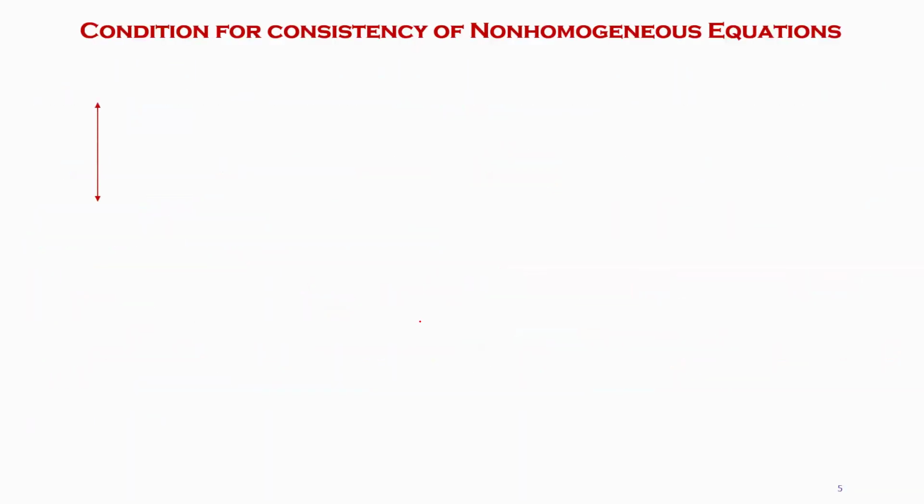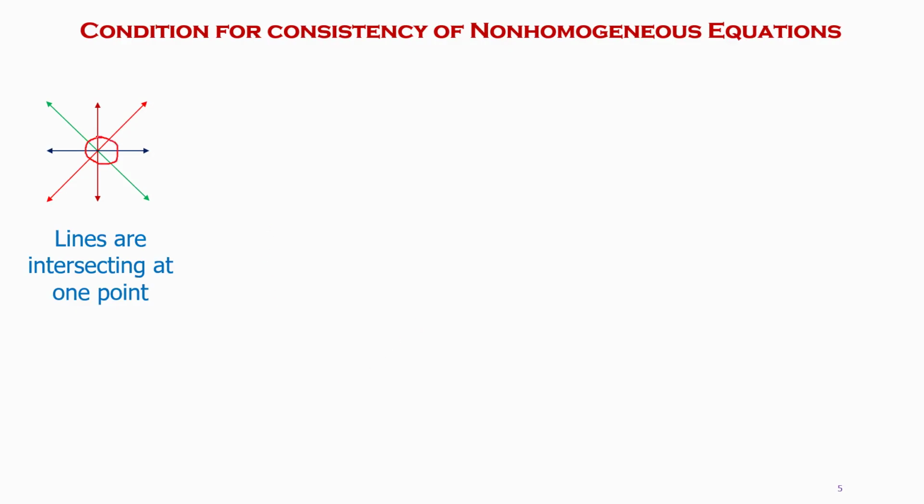So let us take the geometrical representation of these three types of solutions. Let us say different equations are given: the first equation, second equation, third equation, fourth equation. Just look here, all four equations are intersecting at only one point. So the lines are intersecting at one point, and this is called a unique solution, or only one solution. All equations intersect at only one point, so we get the unique solution.